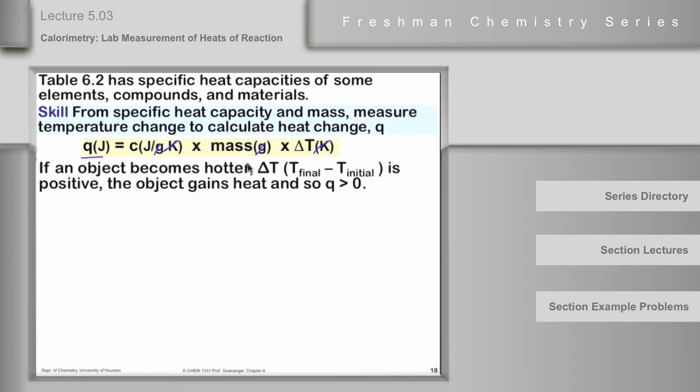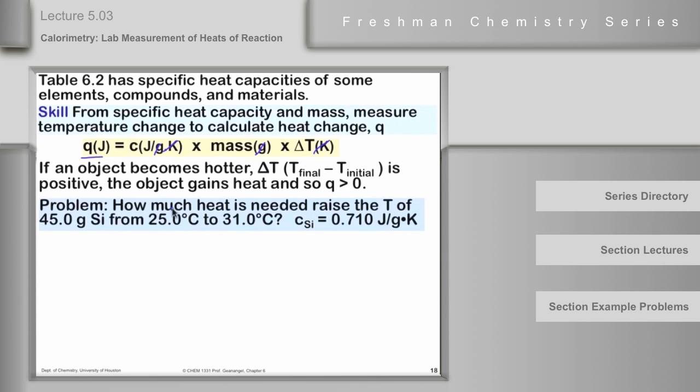How much heat is needed to raise the temperature of 45 grams of silicon from 25 degrees Celsius to 31 degrees Celsius if the specific heat capacity of silicon from the table is 0.710 joules per gram Kelvin? Okay, so this is the equation. We're going to calculate Q. We're going to put in each one of these values.